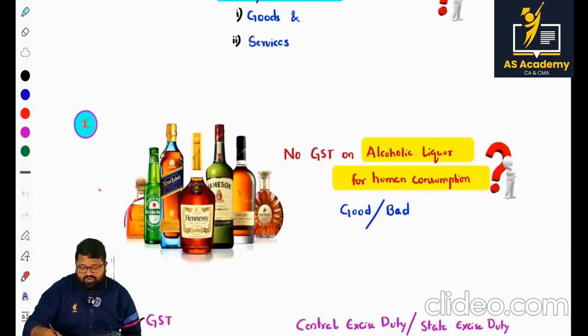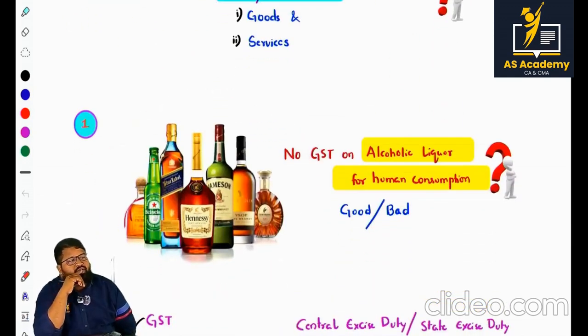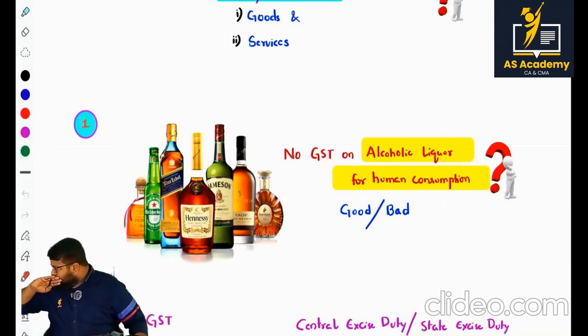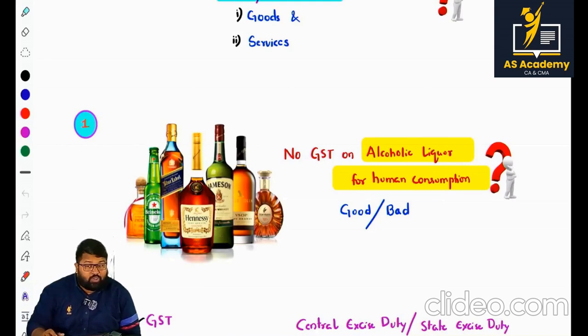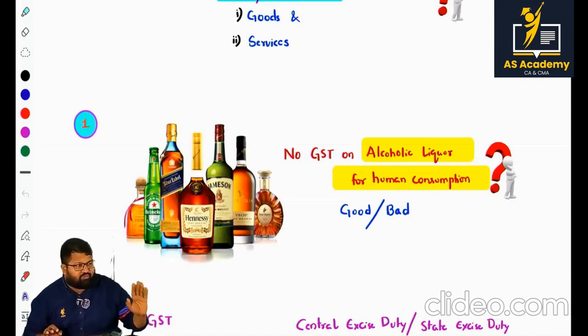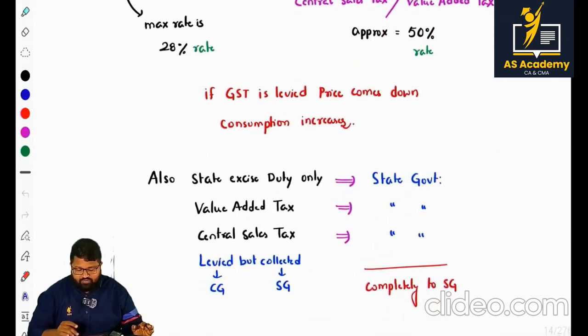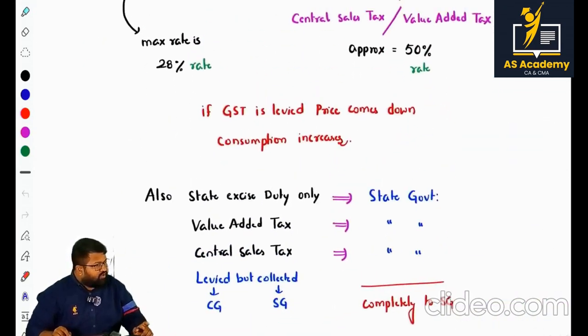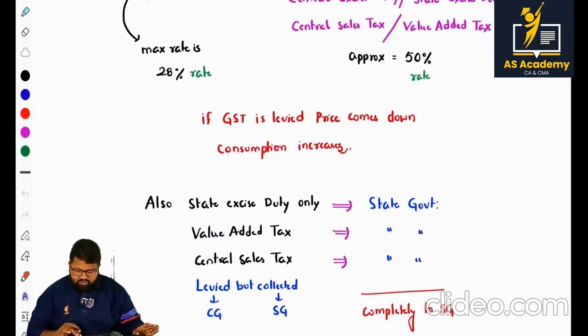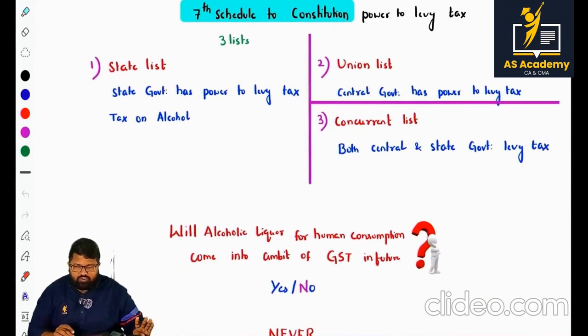What are the goods covered there? What is the first good not covered? Alcoholic liquor for human consumption. Okay, so what is the reason for not covering it? Why are we not including this alcoholic liquor? It will reduce the amount. Basically, now the tax paid by us is 50%, but if you introduce GST on that, it will come down. And even state governments are not willing to implement GST on that. If implemented, their income will come down. That's the reason. And in the future, will they levy? No. Never. Okay.